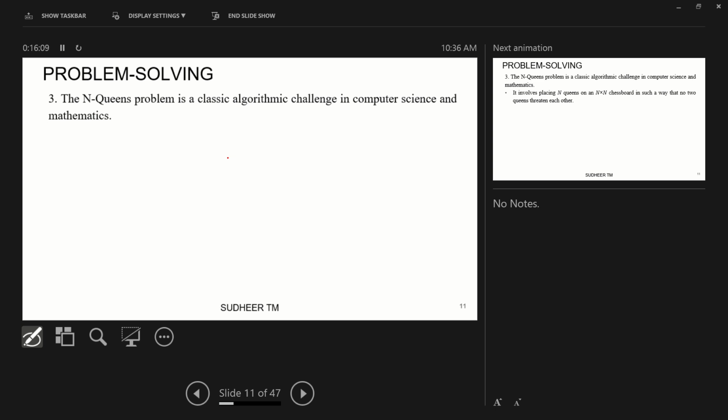Then another kind of problem, just for understanding: the N Queens problem. This problem, known as the N Queens problem, is a classic algorithmic challenge in computer science and mathematics. It is a program developed in Python. It is related to our chess game.